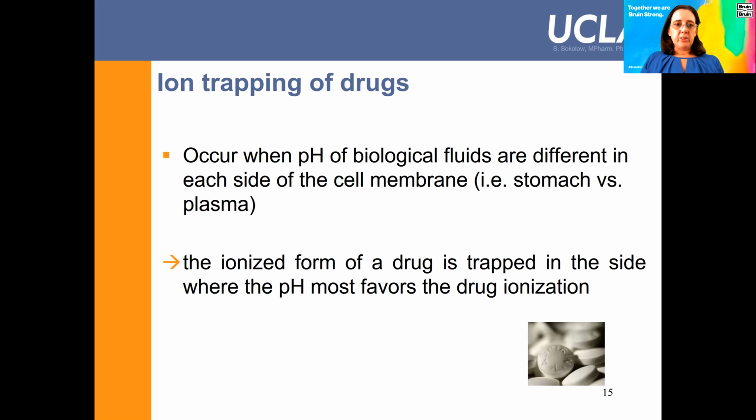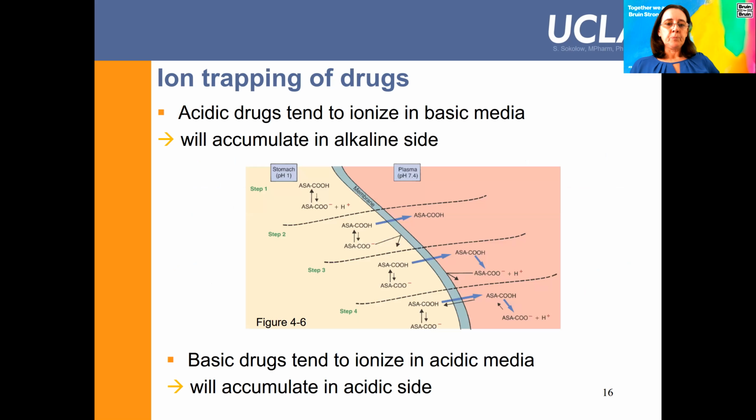Then ion trapping of a drug is when the pH of the biological fluids is different on each side of the cell membrane. As I explained, the pH is going to be different between the stomach versus the plasma, or between the plasma versus urine. And so a drug can be trapped. The ionized form of a drug is going to be trapped on the side where the pH is more favorable for the drug ionization. And I'm going to try to explain this to you using this slide.